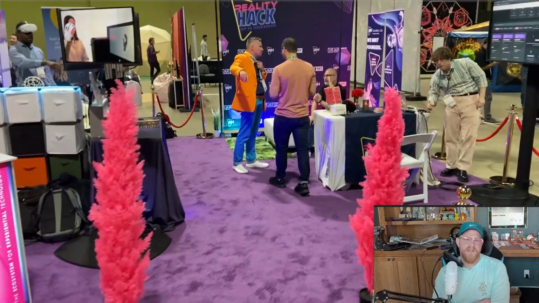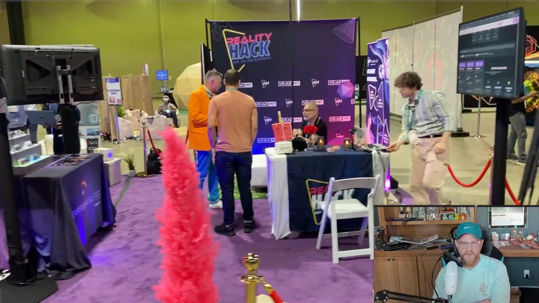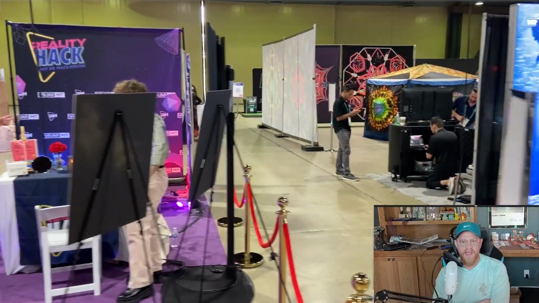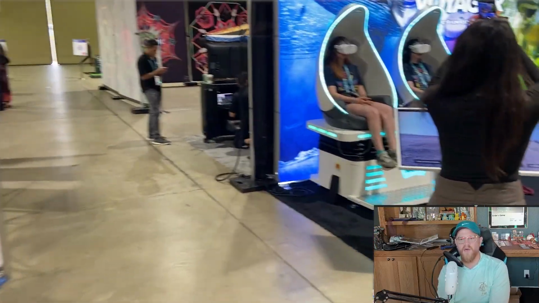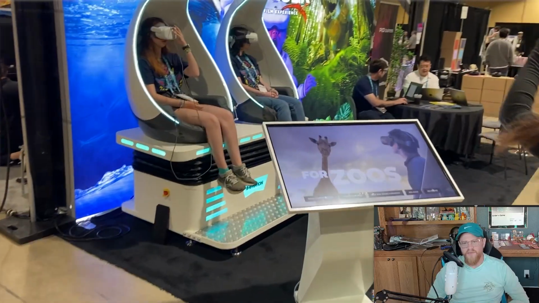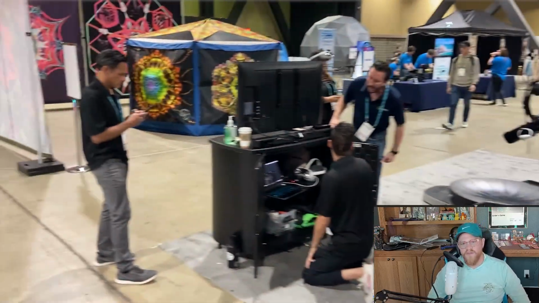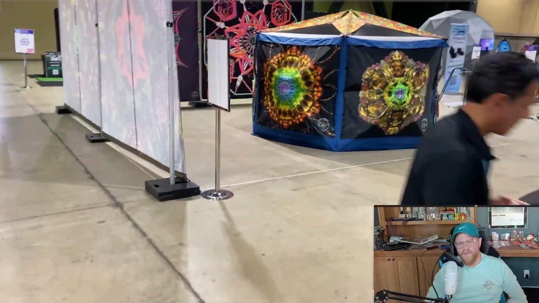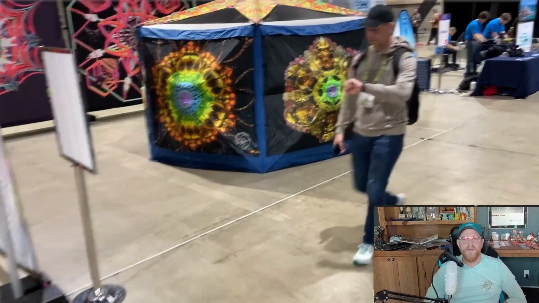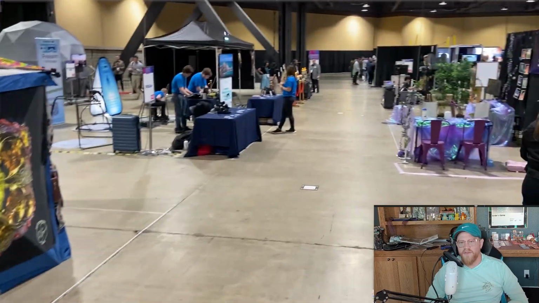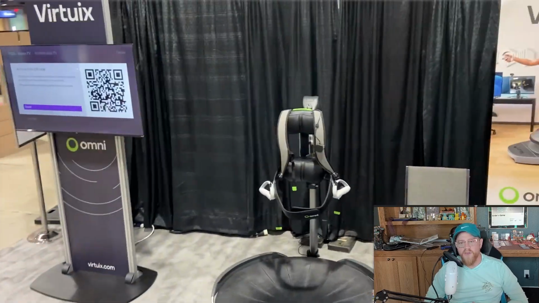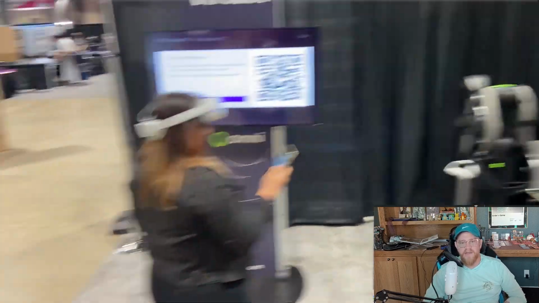So here are some examples from the other side of the trade show floor. This is Reality Hack, which was doing kind of an all-day conference in the back of interviews and conversations. Here's an interesting booth where folks have on headsets with some locomotion. And then as we walk back further, we start to see some of the more locomotion-based pieces.